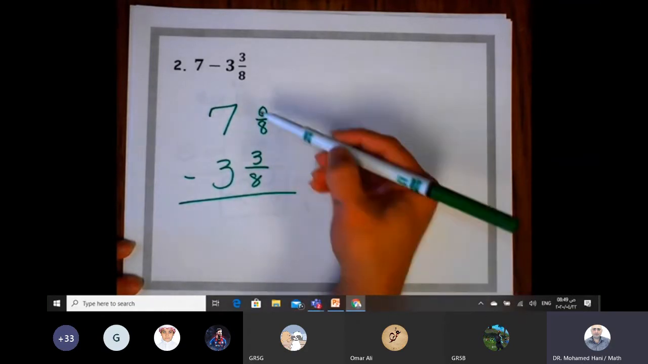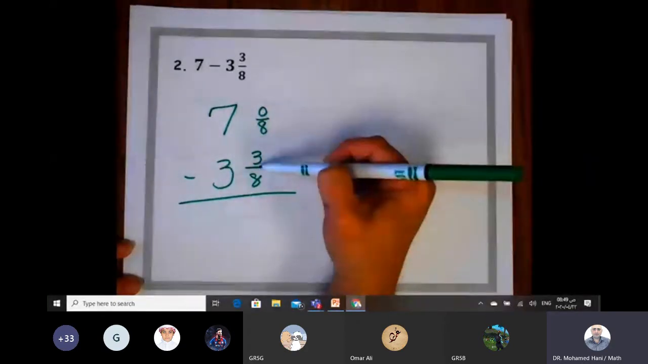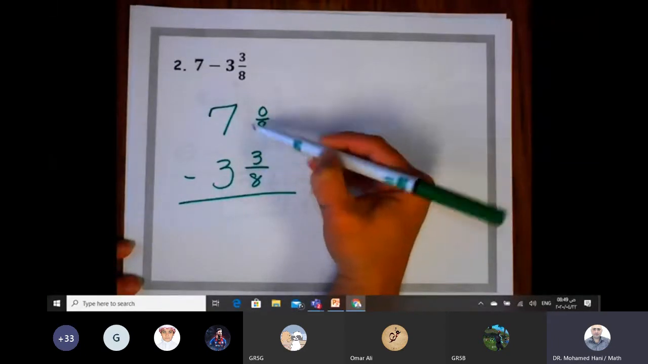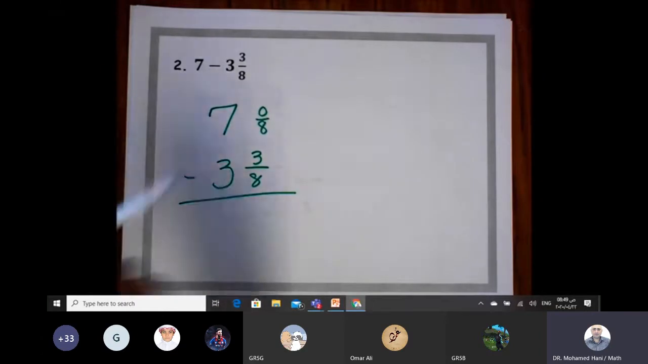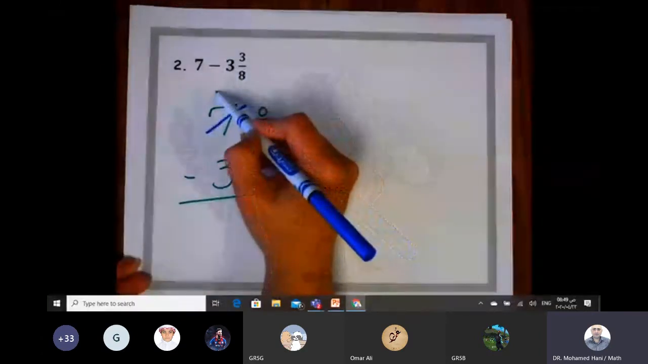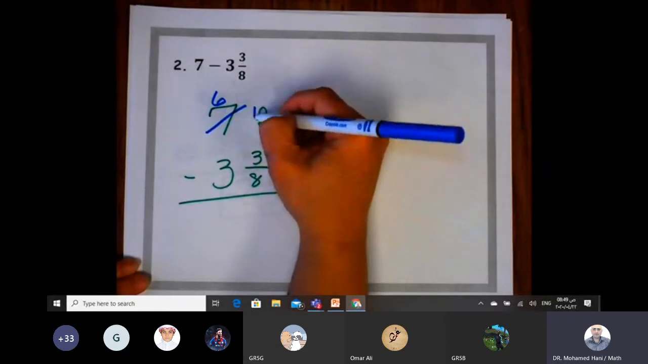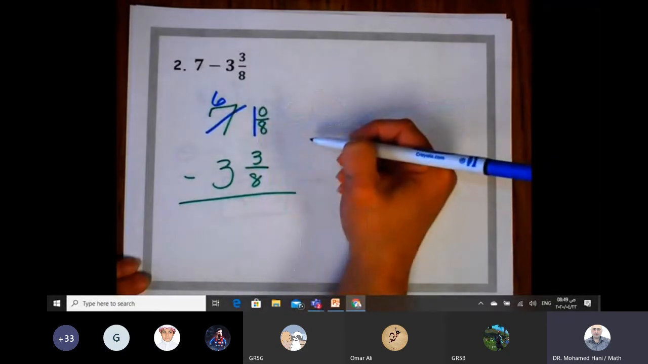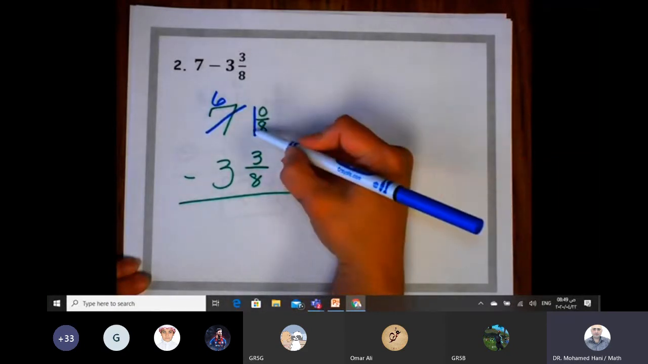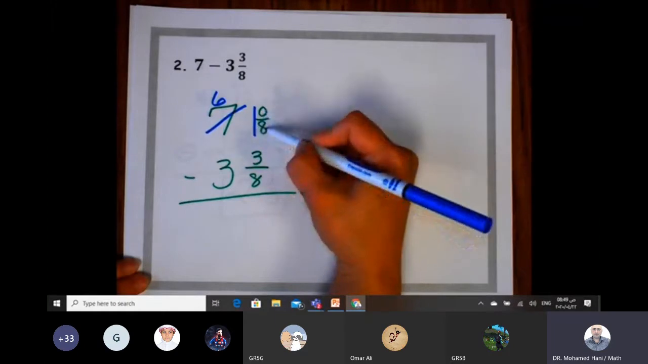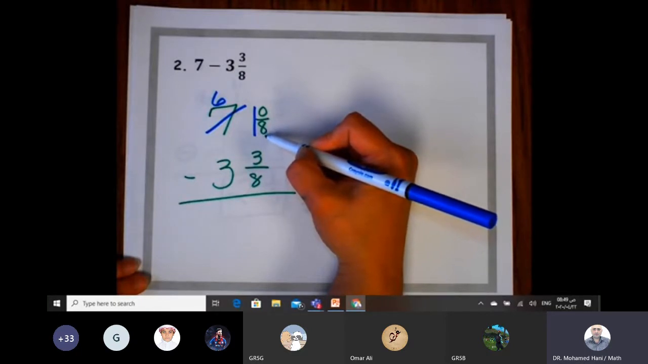Now notice, I can't do 0/8 minus 3/8, so I have to borrow from the 7. When I borrow from the 7, it becomes a 6. I borrowed 1 whole. So now I have 1 0/8. It's not usable as a mixed number. So I'm going to change it into an improper fraction so that it will be useful to me.